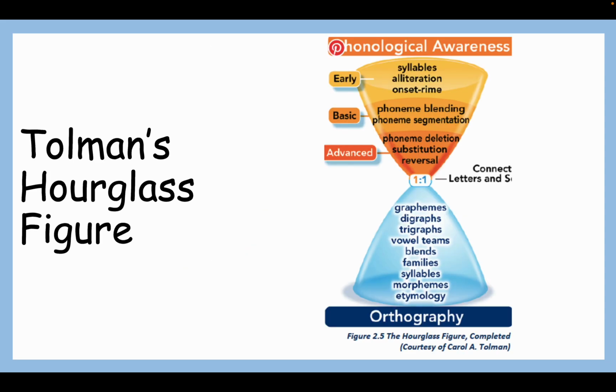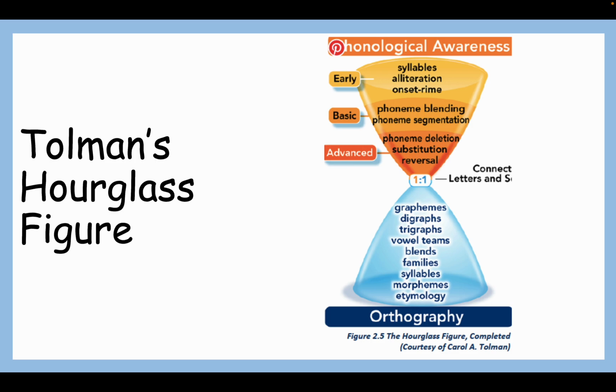Then if we take the bottom part of the four-part processor, where we had the phonology and the orthography, Dr. Tolman created this hourglass figure, which is really important. So she took those two parts at the bottom and flipped them over to make an hourglass. The first part talks about how everything is based on sound. Young students are able to break apart words into syllables. They're able to identify alliteration and then separate words into onset and rime.